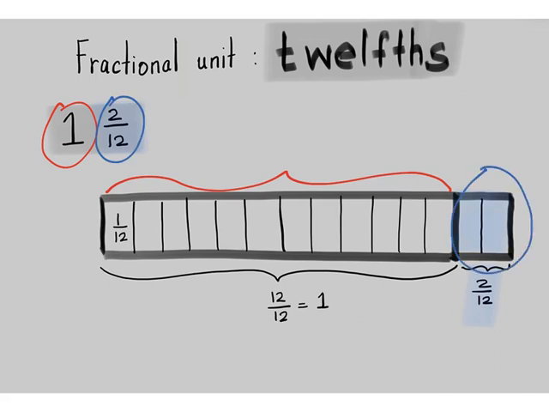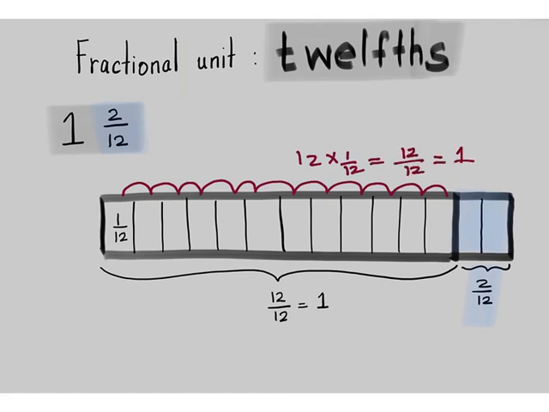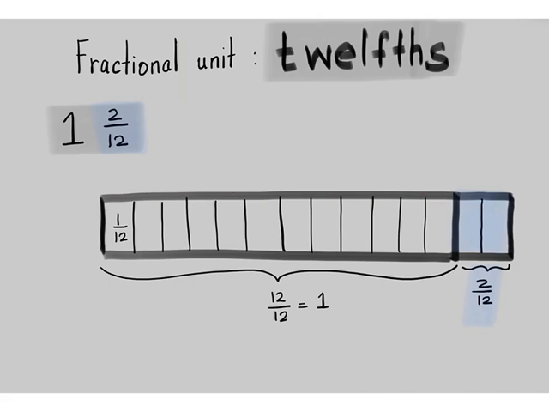2 by 12 fraction. The fractional unit is 1/12. 12 times 1/12. So there are 12 1/12s here. So 12 times 1/12 will become 12 by 12, which is 1. And there are 2 more fractional units. We have 2 twelfths, which is 2 by 12.